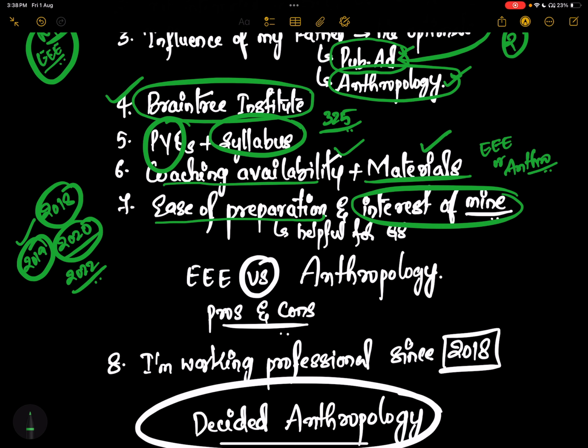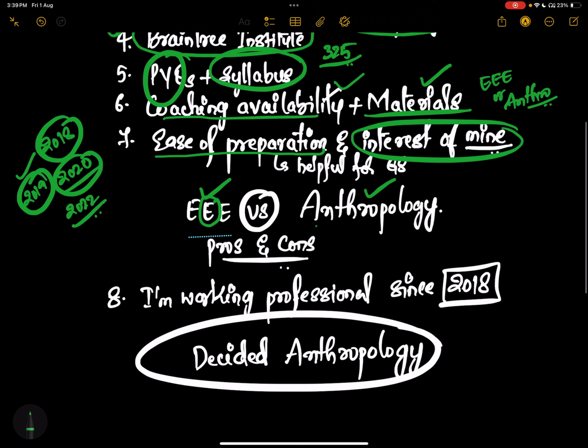So here, friends, comes the debate between triple E and anthropology, the pros and cons. I have made a list of it. What is the advantage of taking triple E and the advantage of taking anthropology? Friends, in triple E, the electronics part is somewhat weaker for me. I don't want to get deeper into that. And anthropology, of course, is a new subject to me. It is a humanities subject, but it is the easiest of all humanities subjects, and it is scoring.